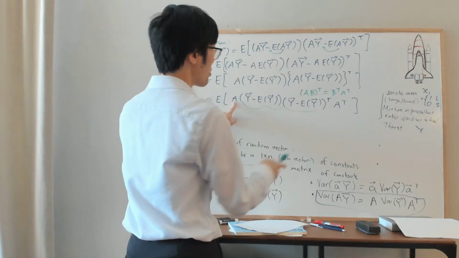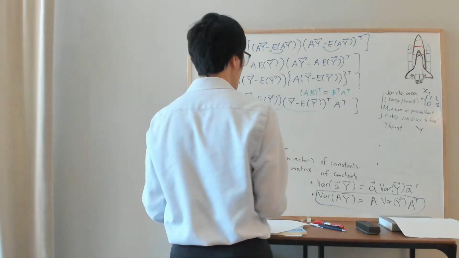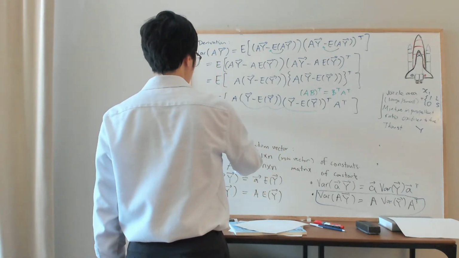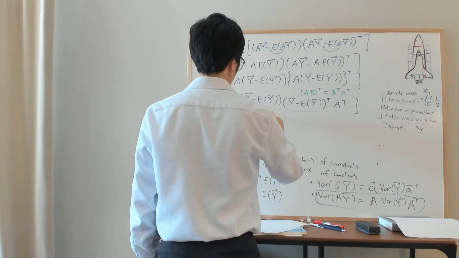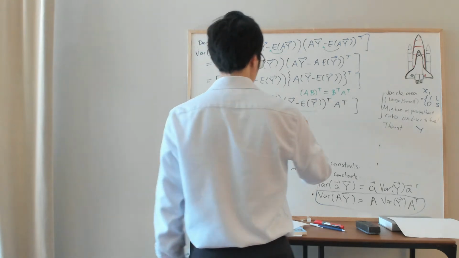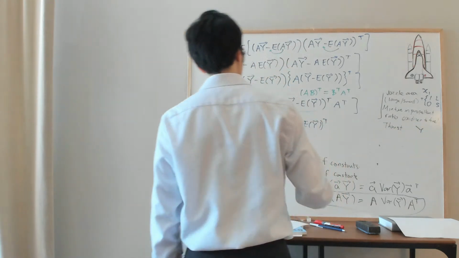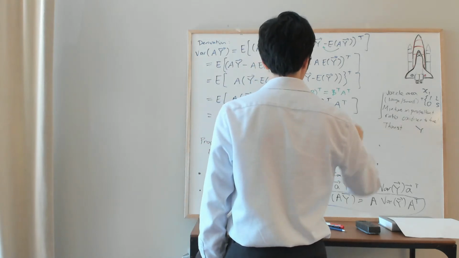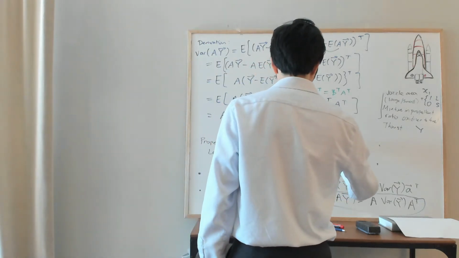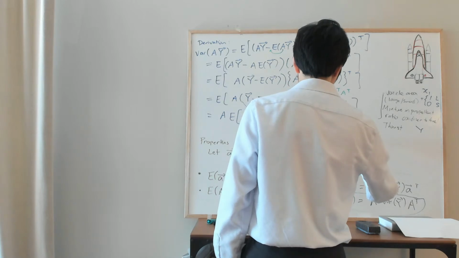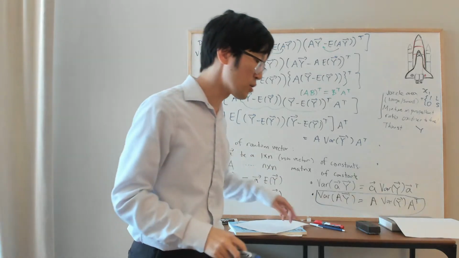Well, we just remember that A is a matrix of constants, and so is A transpose, so those can come outside the E. So we have A times the expectation of the random part in this expression. The constant has come outside, and so this is indeed, by definition, A times the covariance matrix of Y, and then A transpose. Okay, so we have shown this last property.